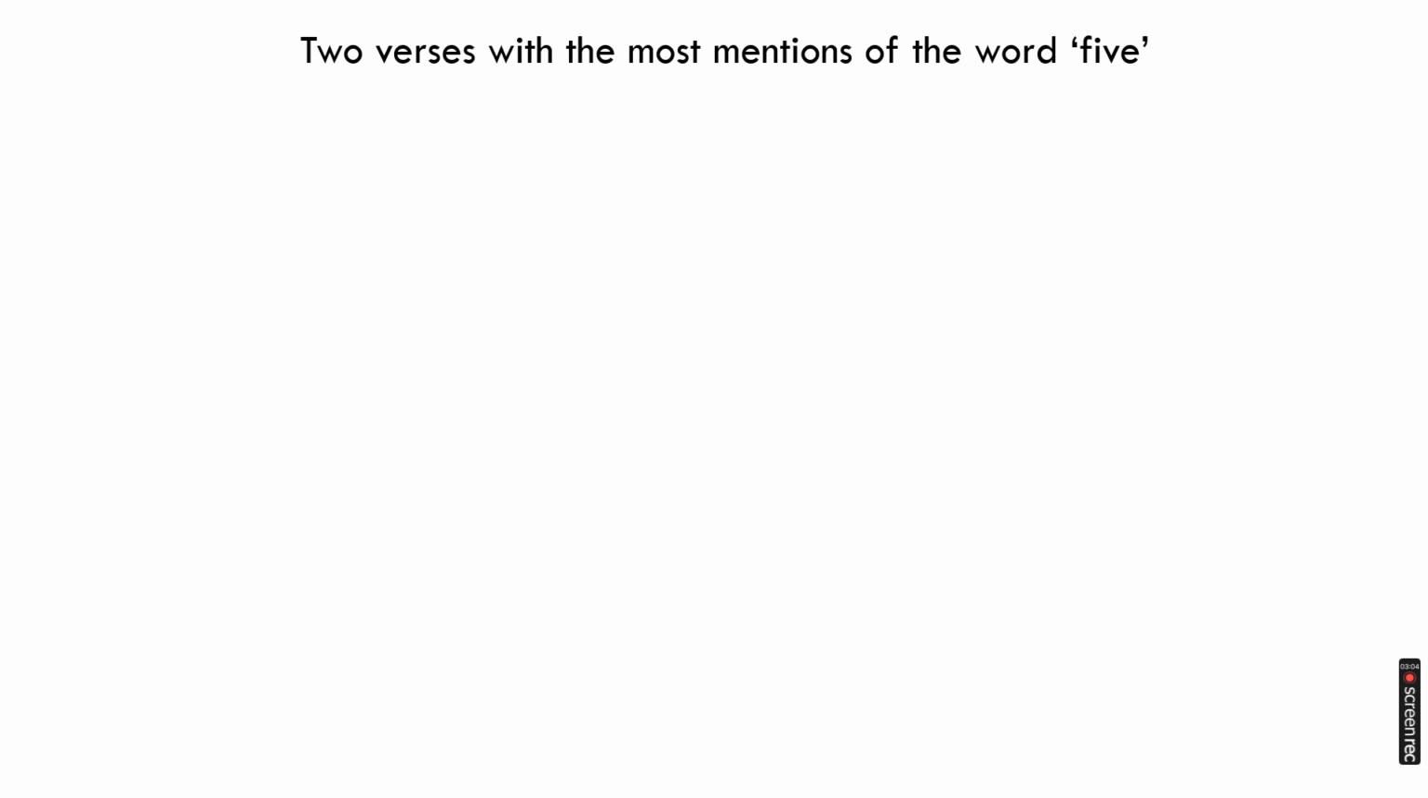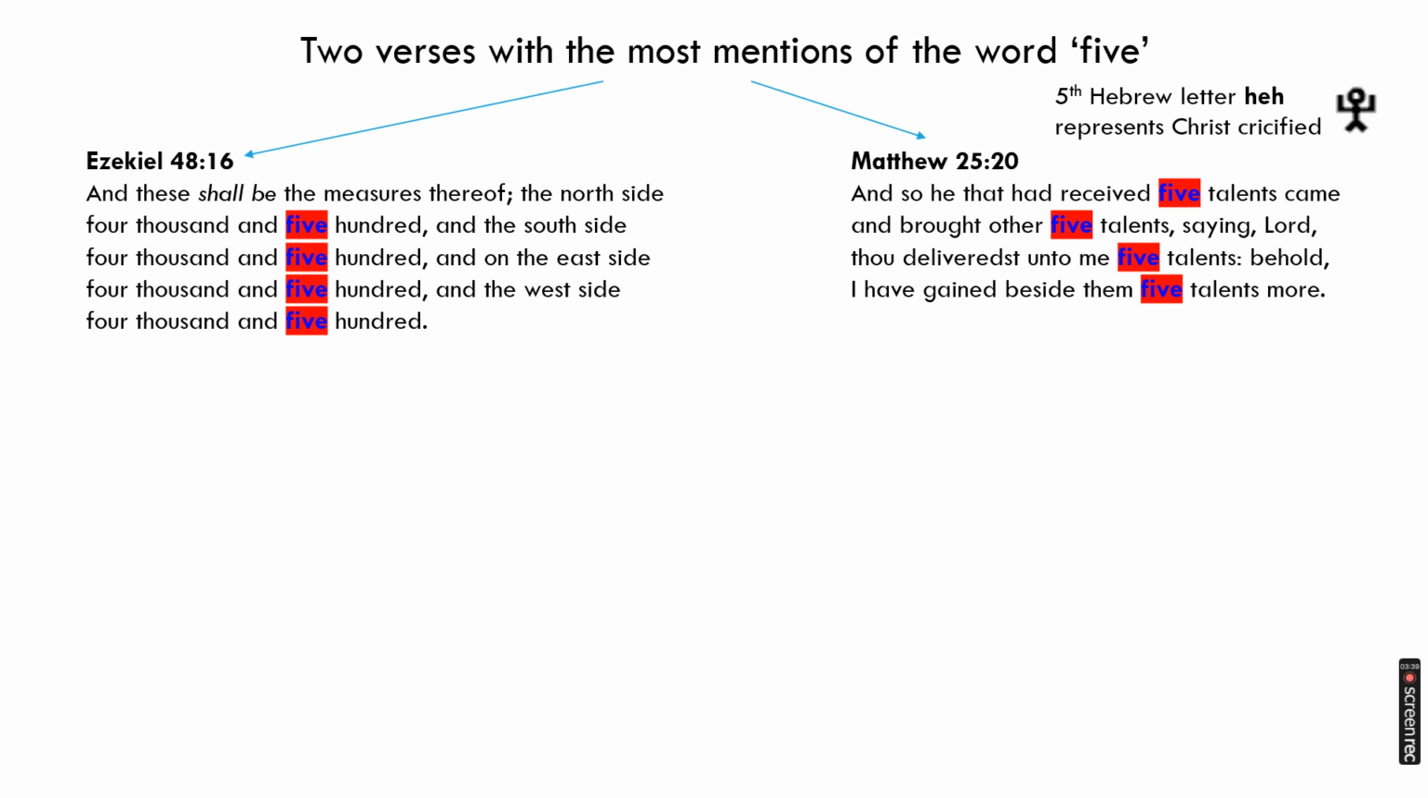If the gematries of Jesus point so strongly to 2025, surely we can find confirmations from his word. And we surely can. Surprisingly, 2025 is hidden in the number 5. The pictogram of the 5th Hebrew letter He is a man with outstretched arms, representing Christ on the cross. The year 2025 is hidden in the 2 verses with the most mentions of the word 5. Each verse contains 4 mentions of the word 5.